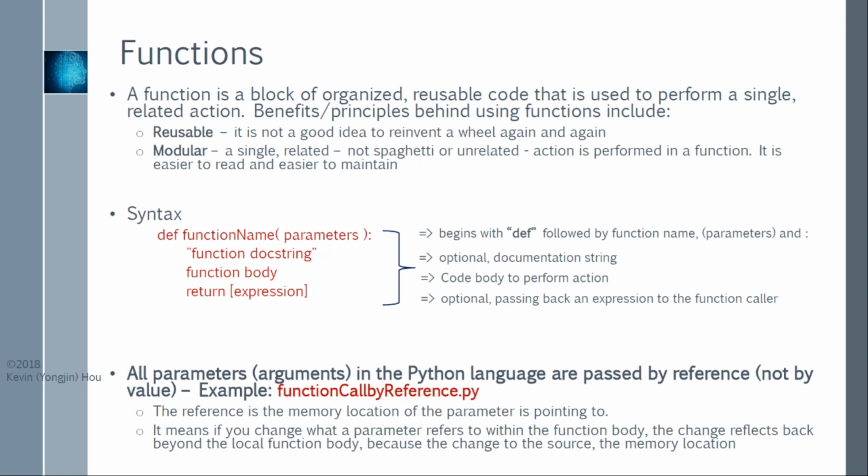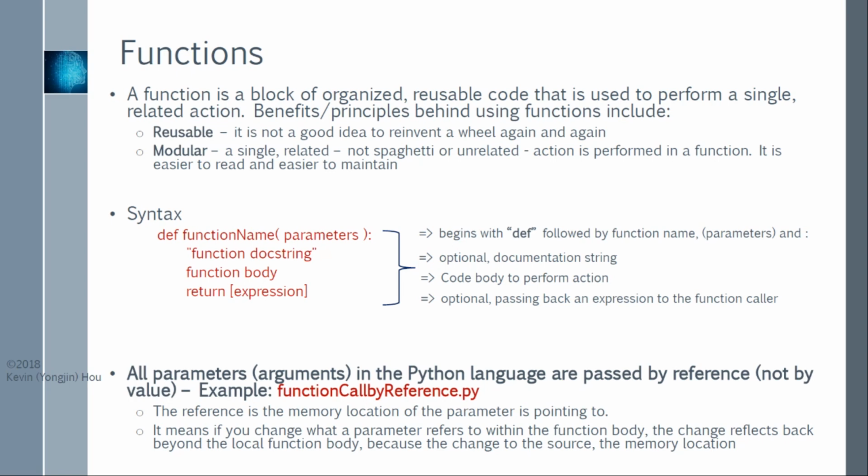Second, within the function, you only have a single related action, so it is easier to understand what the function does. You don't want to have many unrelated actions in one function because spaghetti code is very difficult to understand, debug, or maintain.